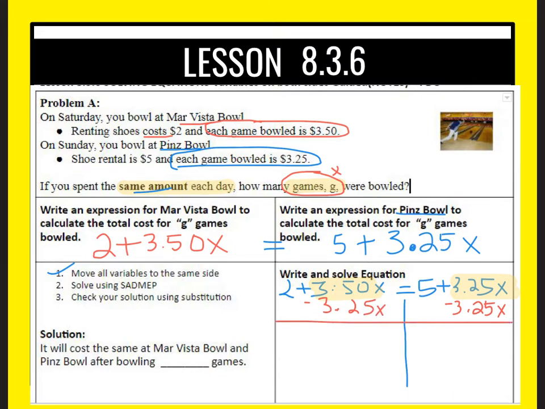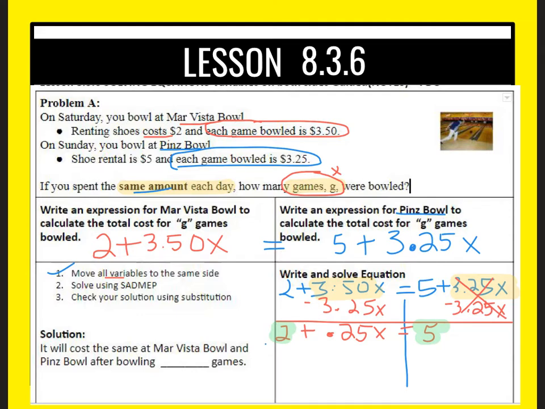Make sure you keep those together. That gives me my zero pair, and this leaves me with 2 plus 25 cents x, and you can use your Desmos calculator for your calculations, equals 5. Now that I moved all the variables over, I need to move all my numbers to one side. So this 2 is a like term with that constant on the other side.